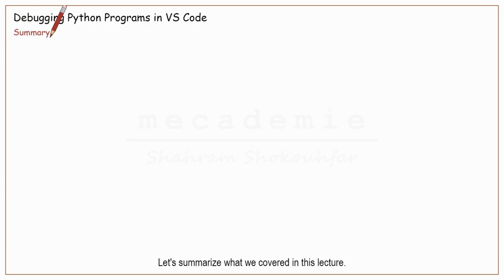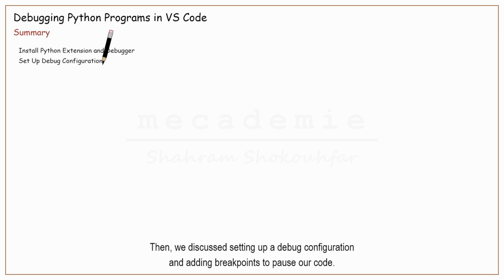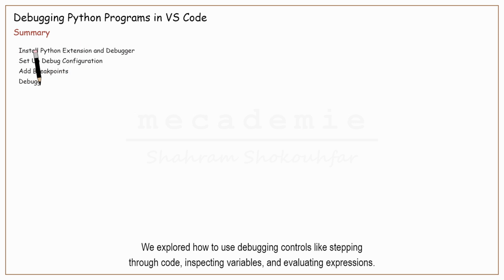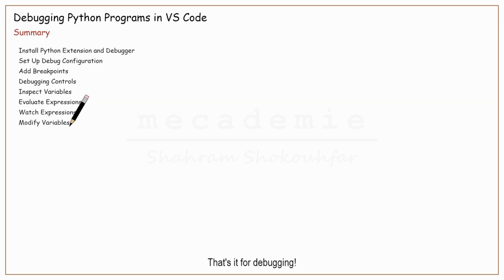Let's summarize what we covered in this lecture. First, we learned how to install the Python extension and debugger in VS Code. Then, we discussed setting up a debug configuration and adding breakpoints to pause our code. We explored how to use debugging controls like stepping through code, inspecting variables, and evaluating expressions. We also used watch expressions and modified variables to help track down and find the error in our code. That's it for debugging. Debugging might seem tricky at first, but with practice it becomes second nature. Now you're equipped to find and fix errors in your Python code.